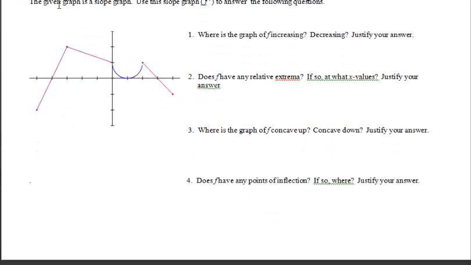All right, so make sure you understand that the given graph is a slope graph. It's the f prime graph. That's the first big mistake that students often make. They think this is the function, but indeed it's f prime. Based on this f prime graph, we're going to answer the series of questions over here about the regular graph that this is the derivative graph of.